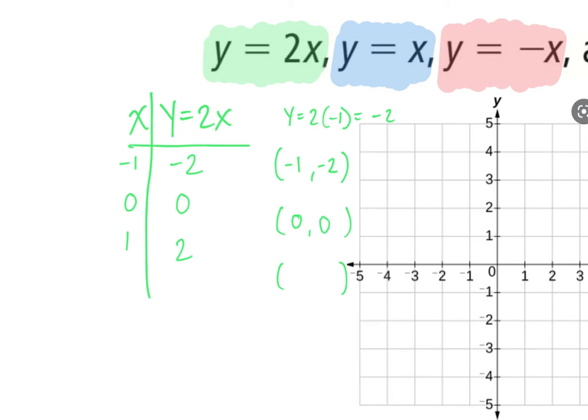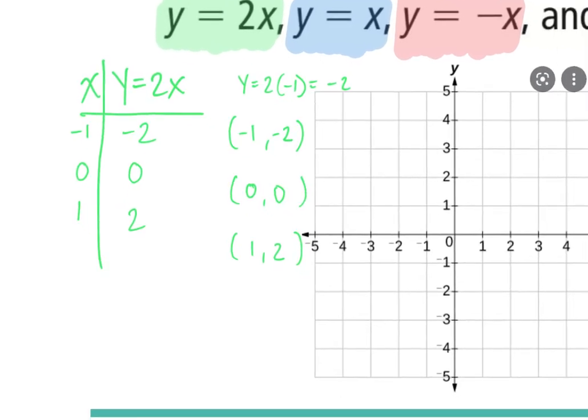And what's the last one, Aurora? 1, comma, 2. Perfect. Okay, so we got 3 points. Let's graph them, okay? So go ahead and put on your graph -1, -2, which would be down here, 0, 0, and 1, 2.